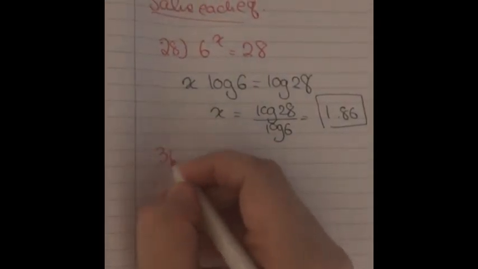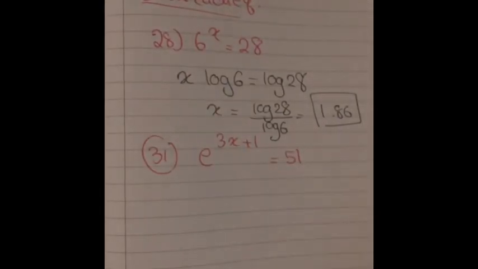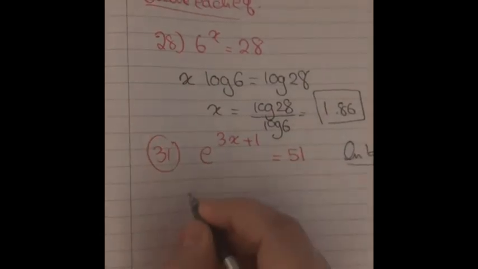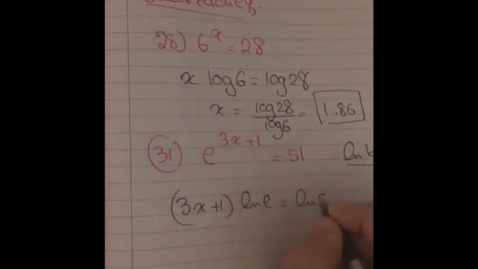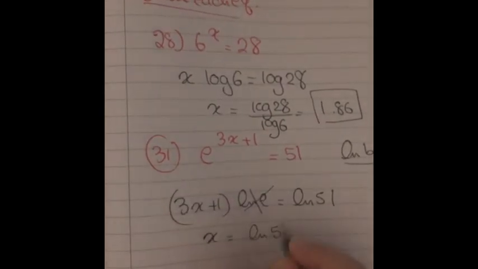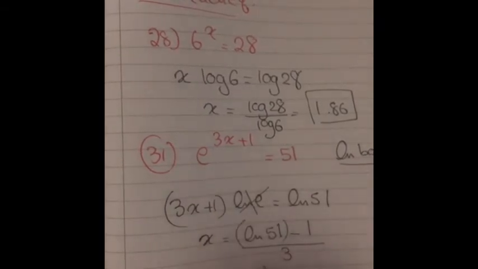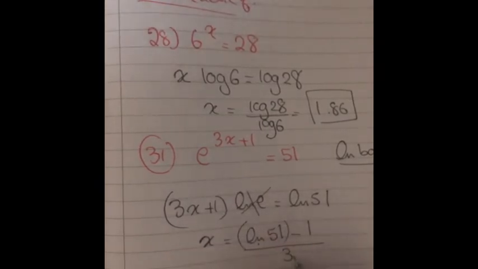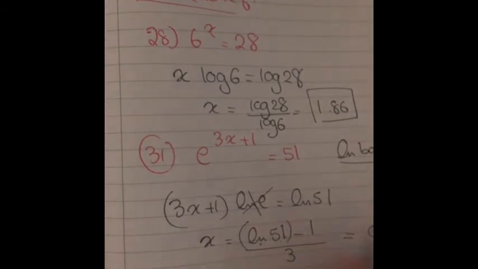Another question, for example, 31, e to the power of 3x plus 1 equals 51. I will ln both sides, okay? So here I'll drop 3x plus 1, (3x plus 1) ln e equals ln 51. ln e is 1. So x is equal to (ln 51 minus 1) divided by 3. And make sure this minus 1 is not in the ln. It's not ln 50, it's ln 51 minus 1, divided by 3, in this order. And the answer for this question is 0.98.